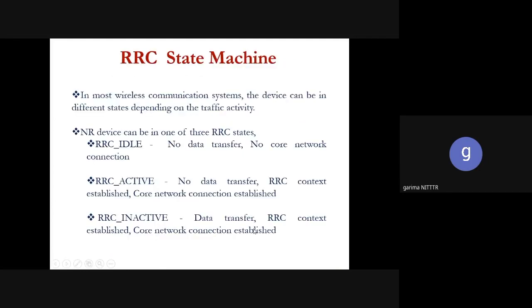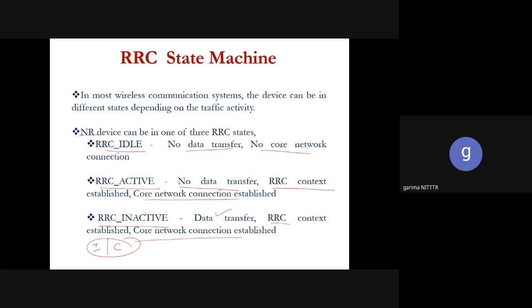So another DRX mechanism which was there in 4G is also in 5G, but there is one more state. Previously, it was only RRC idle or RRC connected, but in 5G, we have RRC idle, RRC active, and RRC inactive. Whenever your new radio device or 5G device is in RRC idle state, it means no data is transferring and no core network connection is there. But whenever it is in active state, there is no data transfer, but RRC connection is established and core network connection is established. And when it is in inactive state, it means your data transfer, RRC context established, core network connection is established.